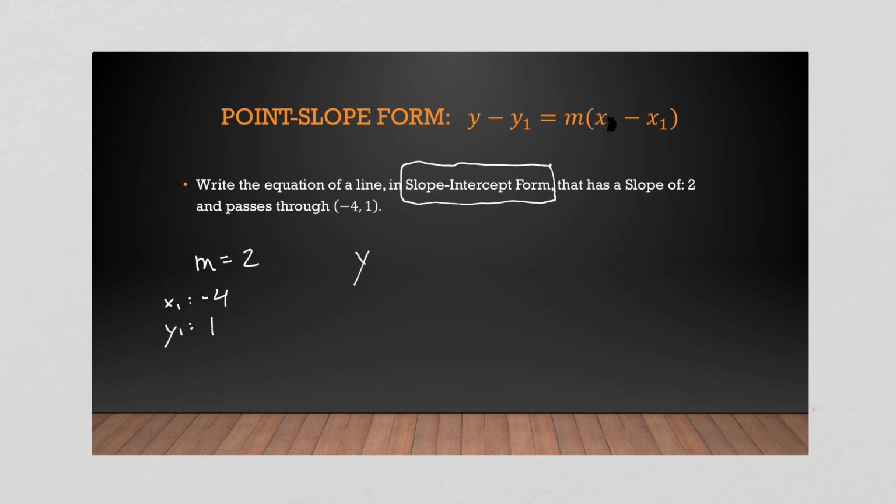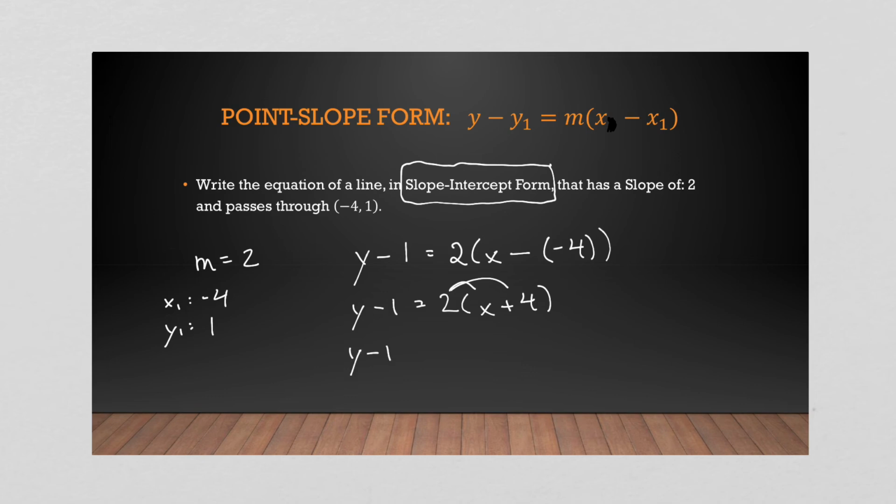So we have y minus y1, which is 1, equals m, which is 2, times x minus x1, so be careful here, -4. We are minusing x1, and since x1 is a negative, we have to write it in like that. So then we get y minus 1 equals 2 times x plus 4. We are almost there. Water bomb the 2 in. y minus 1 equals 2x plus 8. So now we're really close to slope-intercept form. We just need the y alone, so add 1.